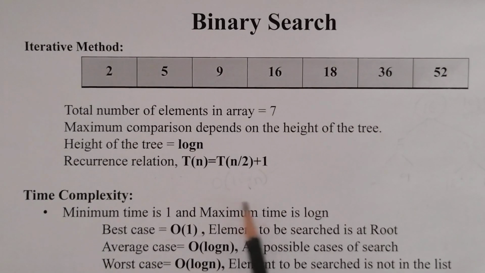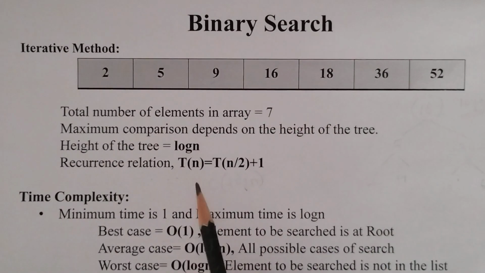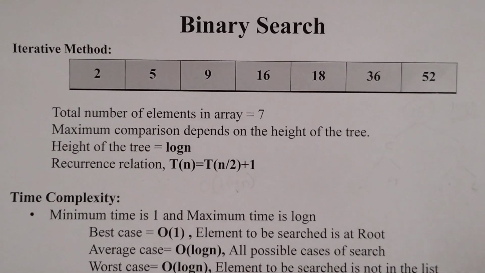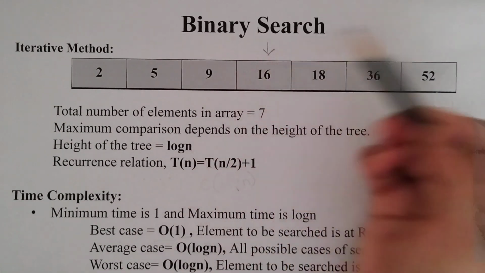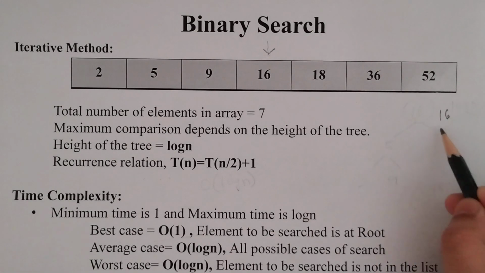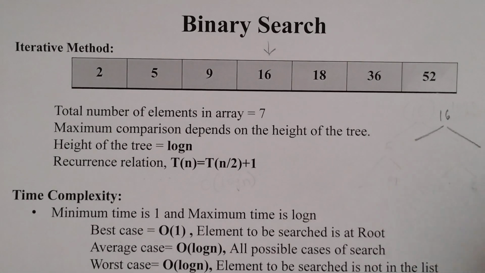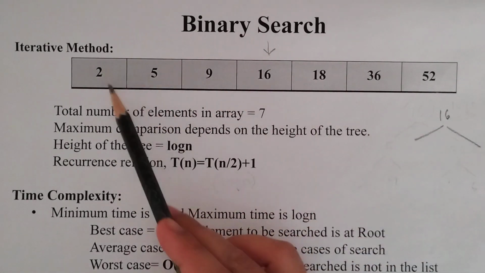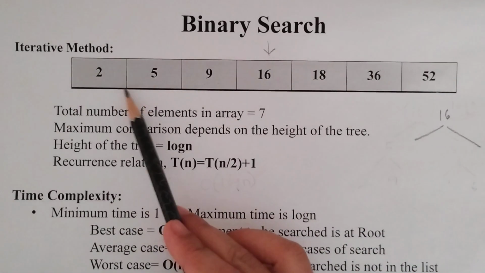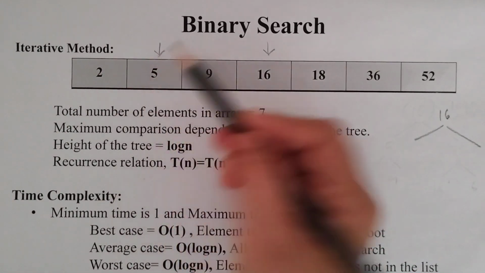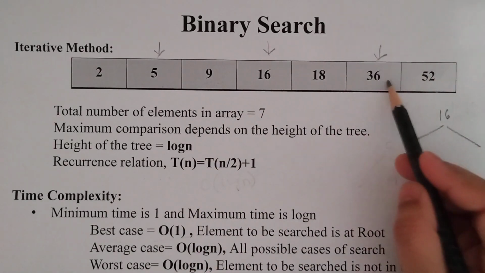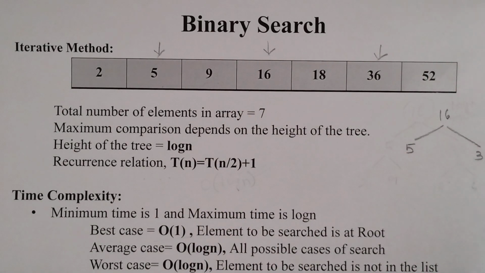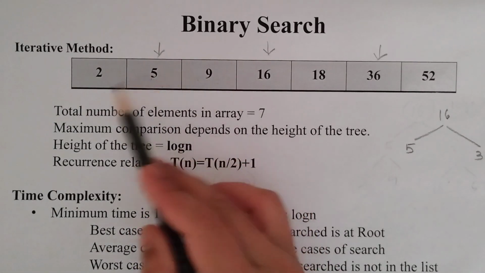And here is the time complexity of binary search. When we take binary search, how can we represent it in the form of a tree? You can see this is my middle element. 16 is my middle element, and this again gets divided into 2 subarrays. In these 2 subarrays, again we have a middle element. Now 5 is my middle element on the left hand side and 36 is the middle element on the right hand side. Again this gets divided into subarrays.